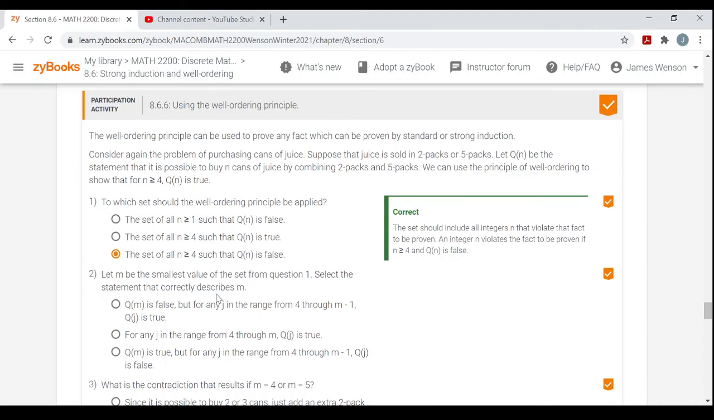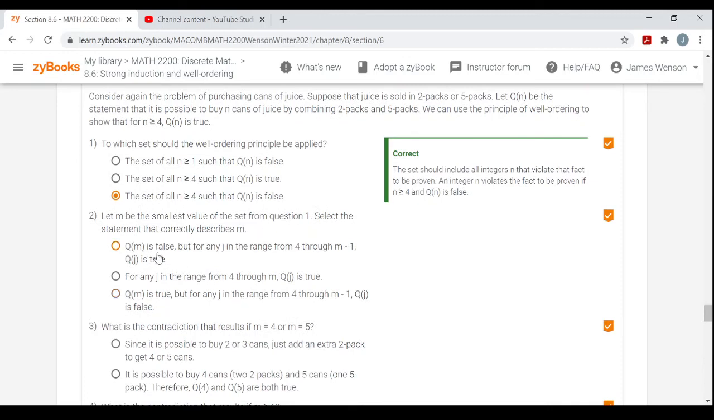Select the statement that correctly describes m. Q of m is false, but for any j in the range from 4 through m minus 1, Q of j is true. I just said that too. Any value from 4 to m minus 1, the statement will be true, because m should be the smallest integer greater than or equal to 4 such that Q of m is false.